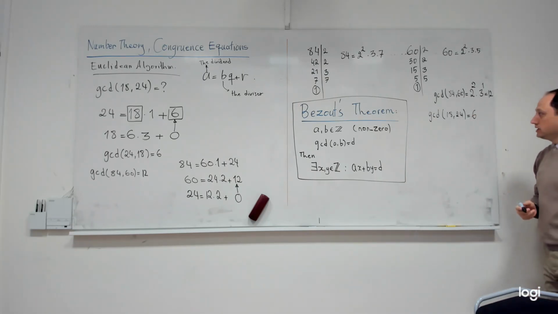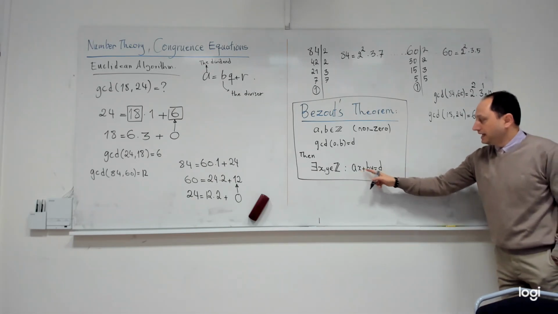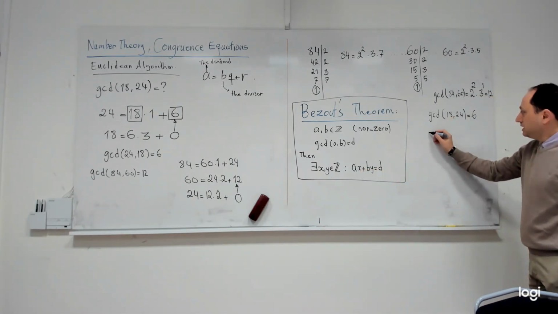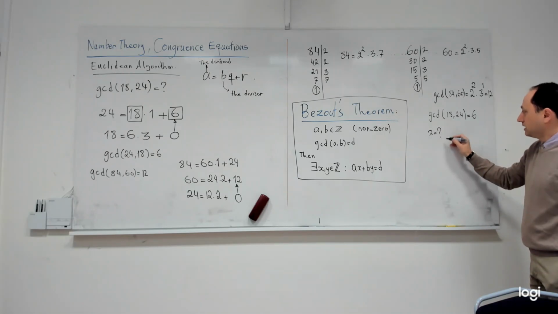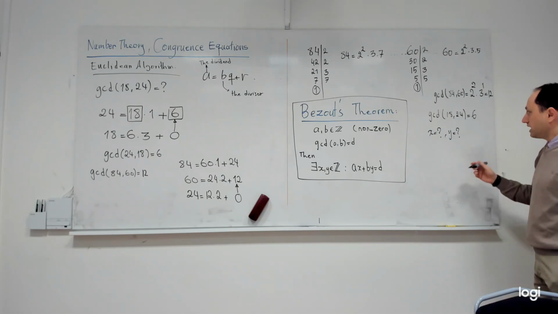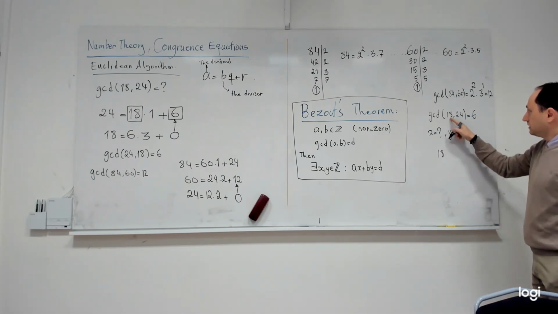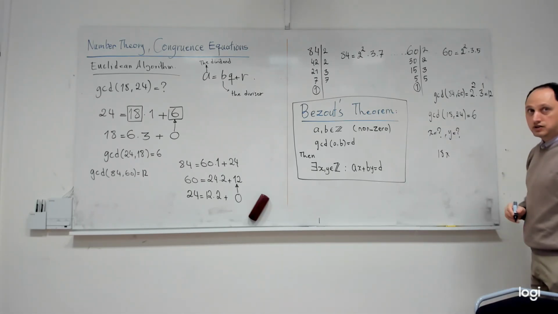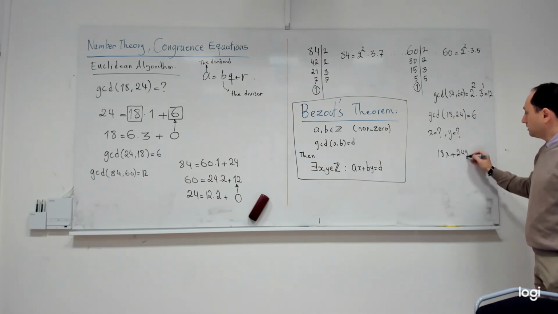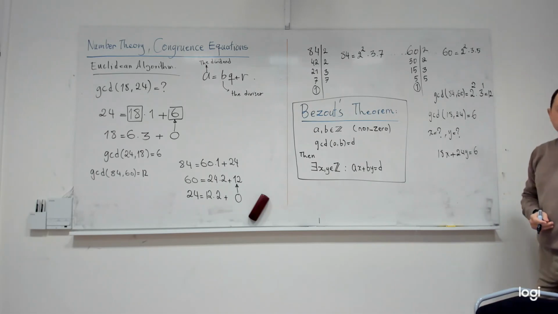Now, my question is, can you find these claimed numbers for this case? What does it mean? It means, can you tell me an x and a y from the set of integers so that 18, the first number, multiplied by x, plus the second number multiplied by y becomes 6? Yes?